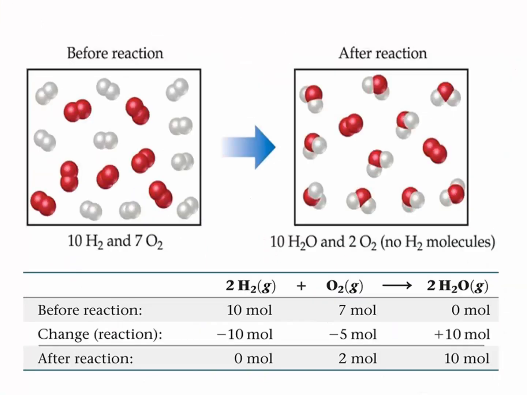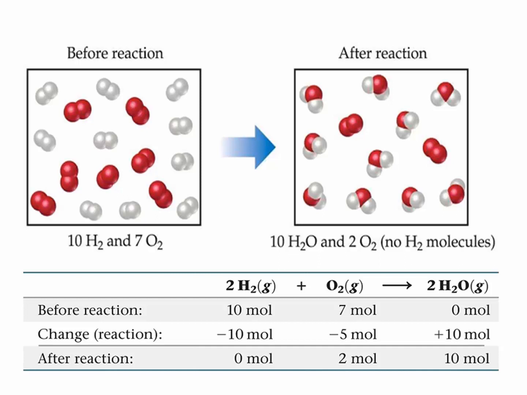Now, in chemistry, we can give this example. Suppose in a vessel here, you place 10 molecules of hydrogen and 7 molecules of oxygen. 1, 2, 3, 4, 5, 6, 7 oxygen in red and 12 hydrogen, and you allow them to react according to this equation.